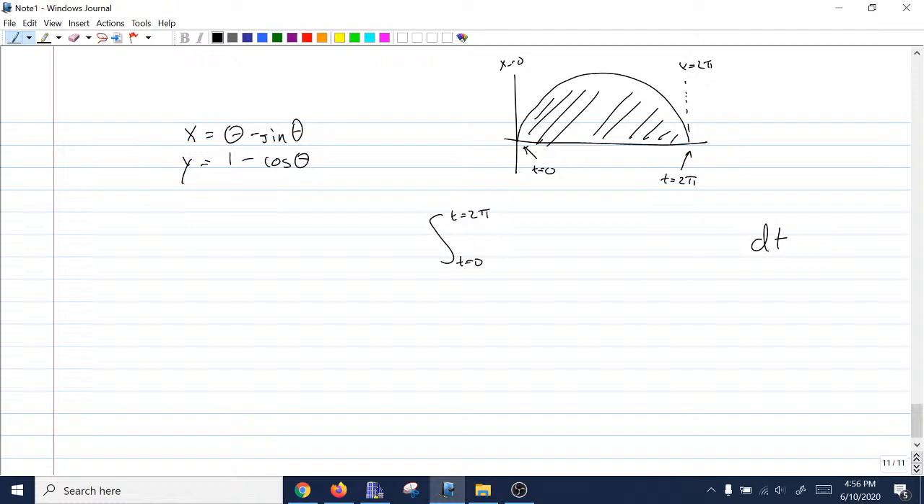And what's the thing I want to integrate? I want to integrate y. Y is 1 minus cosine theta. That is always going to be positive. That's good to check out.